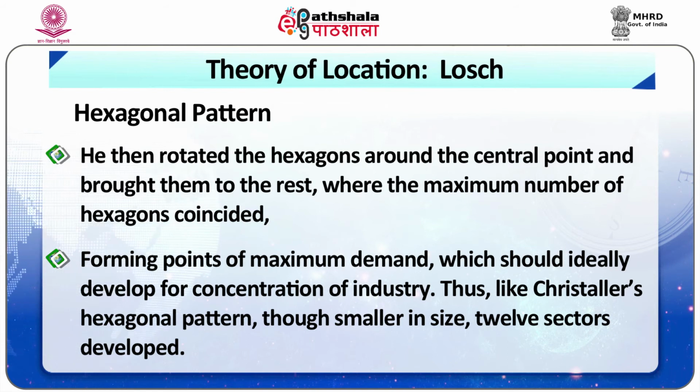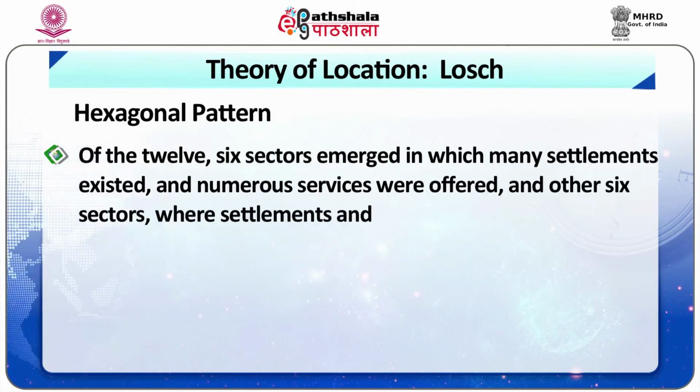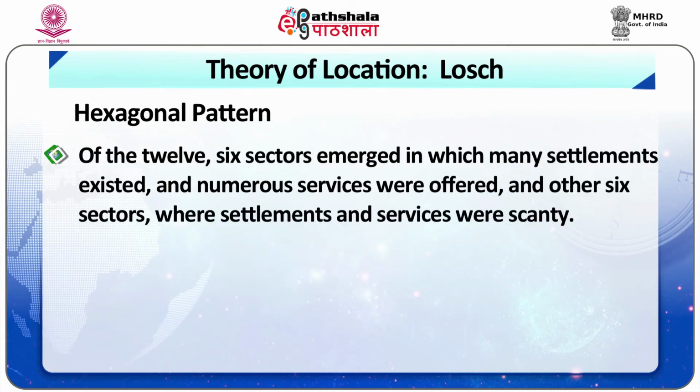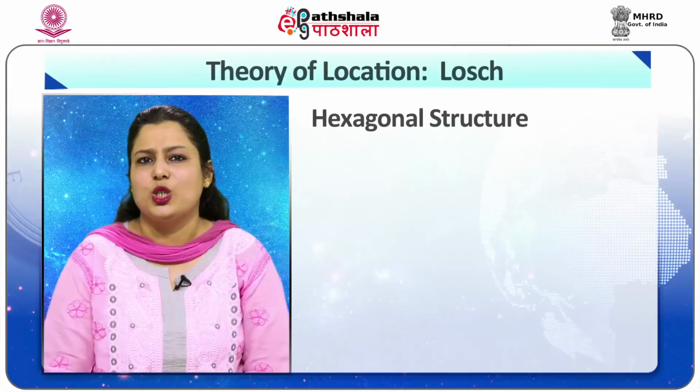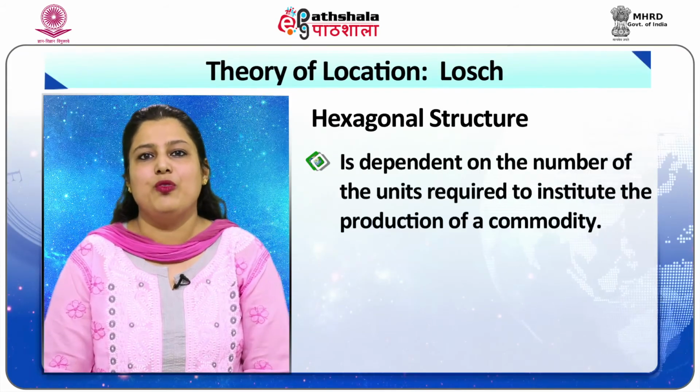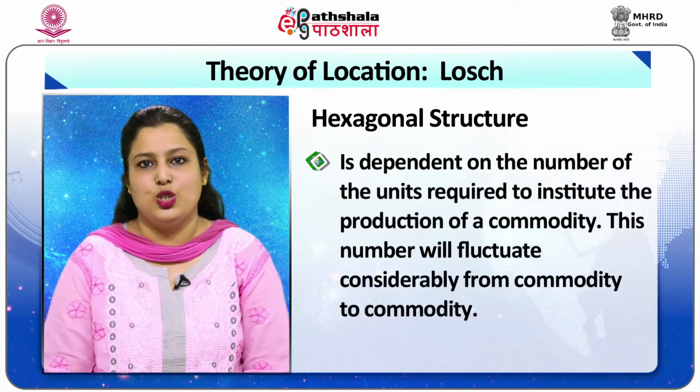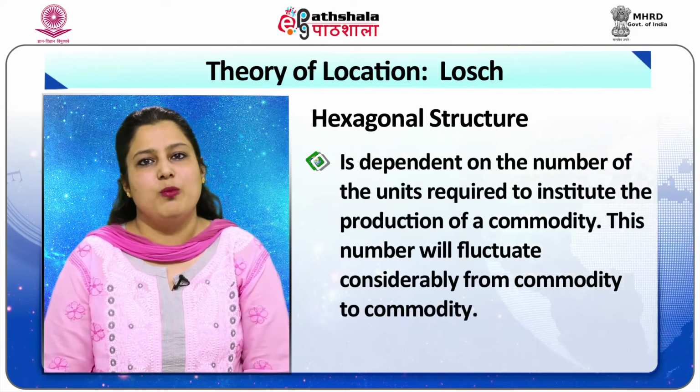Thus, like Christaller, hexagonal patterns, though smaller in size, 12 sectors developed. Of the 12, 6 sectors emerged in which many settlements existed and numerous services were offered, and the other 6 sectors where the settlements and services were scanty. The hexagonal structure is dependent on the number of the units required to institute the production of a commodity.